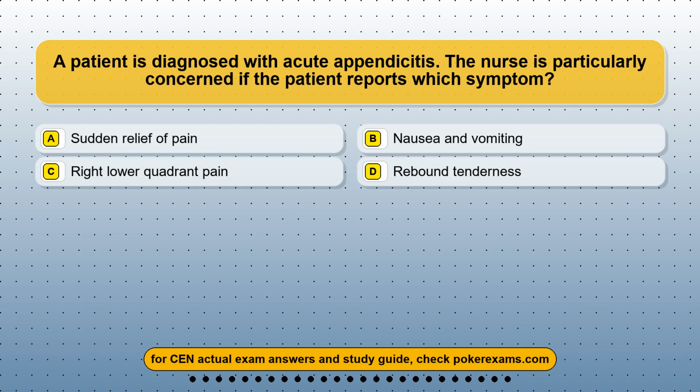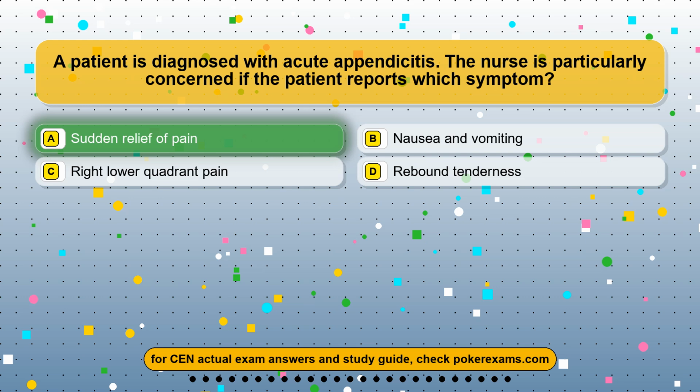Question 4. A patient is diagnosed with acute appendicitis. The nurse is particularly concerned if the patient reports which symptom? Option A, sudden relief of pain. Option B, nausea and vomiting. Option C, right lower quadrant pain. Option D, rebound tenderness.